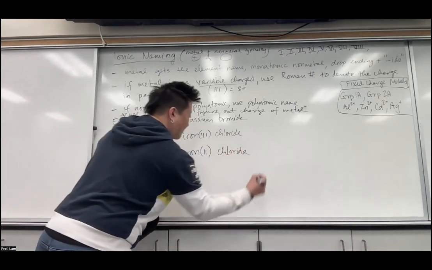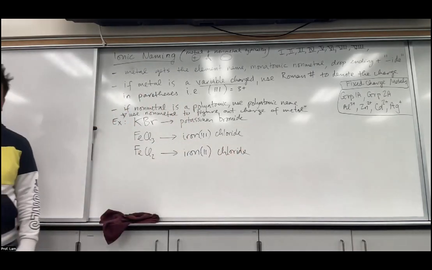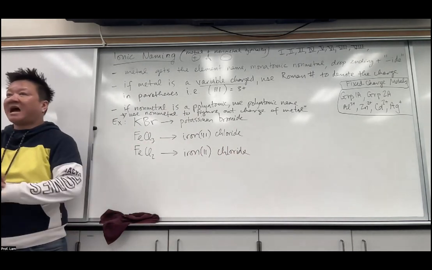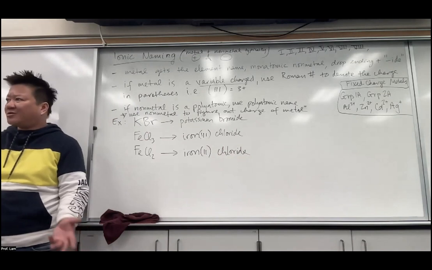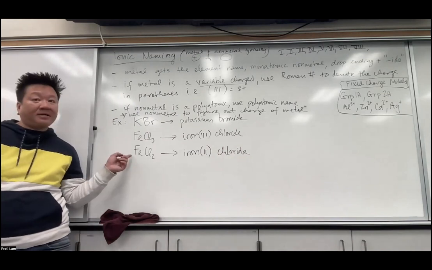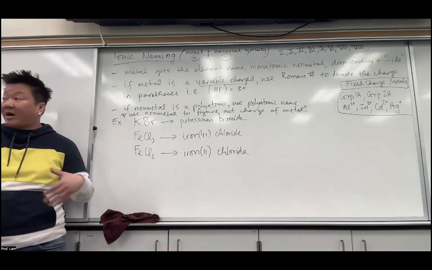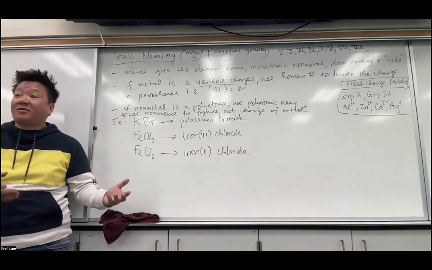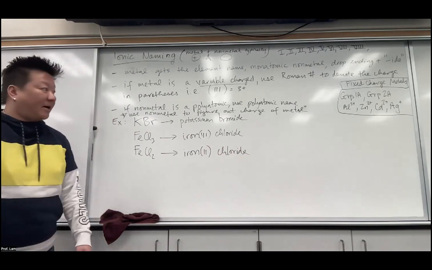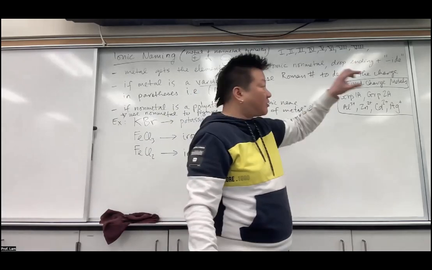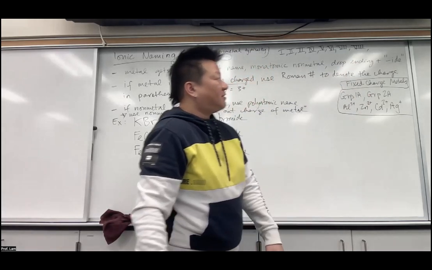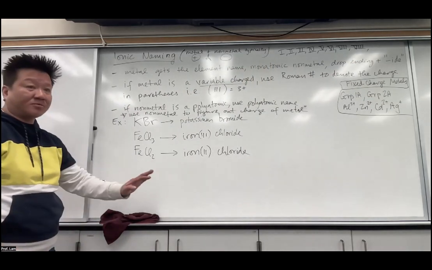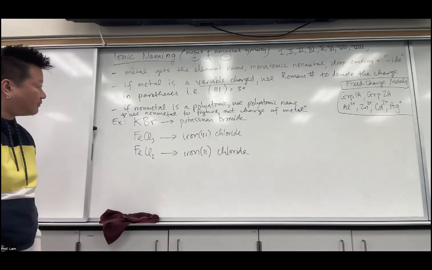Okay? Makes sense, right? So that's why you have to use the Roman numeral. If I just say iron chloride, you'd be like, which one are you talking about? These are two completely different compounds, right? Is it the iron 2 chloride you're talking about, or is it the iron 3 chloride? So just do a mental check that it's not a fixed charge metal. That's the only time that you don't use parentheses, right? Most other times you will.